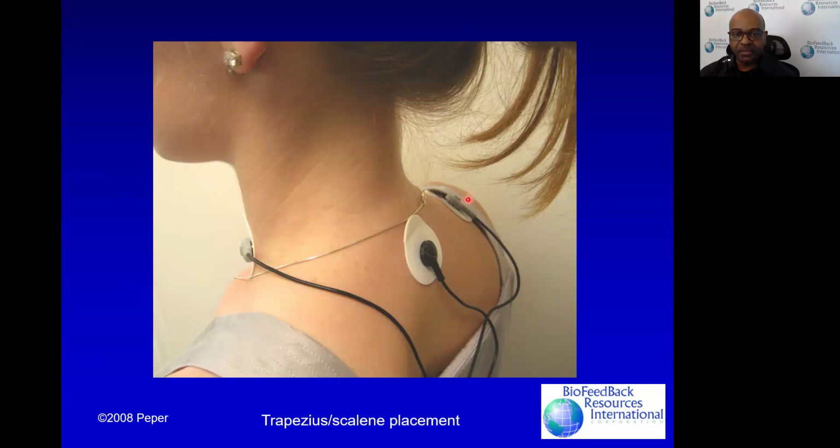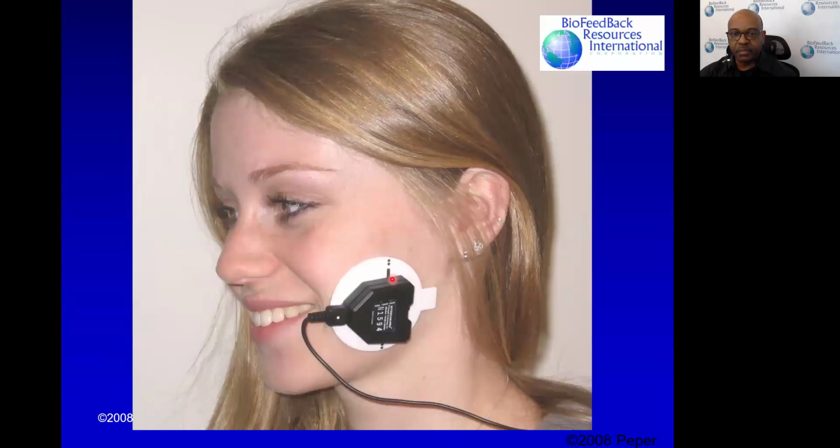This is the combination trapezius. Here's the ground, and then the other active sensor on the scalene in the front. So you're having the person reduce muscle activity in this area while they're breathing. This would be a placement you might use for jaw tension, someone who grinds their teeth or clenches their jaw, or when they're angry, they're clenching their jaw. You can measure and give them feedback by using that placement.